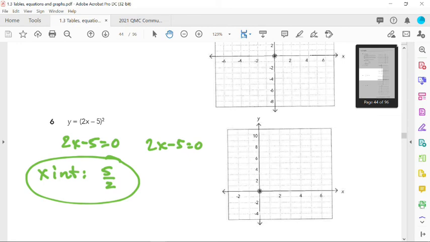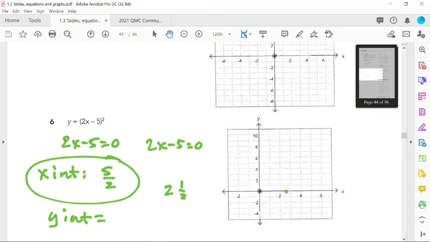Okay? So 5 halves is, what is that, 2.5? So right there. So that means that is not only our x-intercept, it's our vertex. So you like it when that happens. That means that if you find the y-intercept, that'll be enough to be able to graph this. We don't have to find the vertex. We already know what it is.